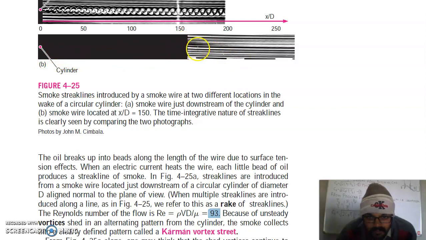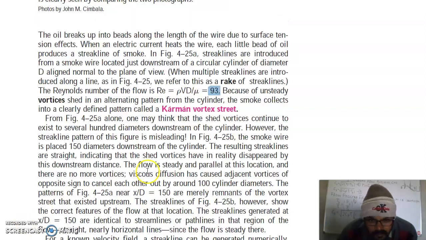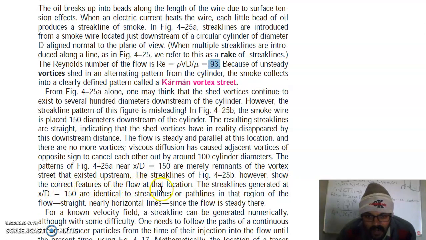The time-integrative nature of streaklines is clearly seen by comparing the two graphs. The flow is steady and parallel at this location, and there are no more vortices. Viscous diffusion has caused adjacent vortices of opposite sign to cancel each other out by around 100 cylinder diameters. The pattern of figure 4-25a near x by d equal to 150 is merely a remnant of the vortex street that existed upstream. The streaklines of figure 4-25b show the correct feature of the flow at that location.